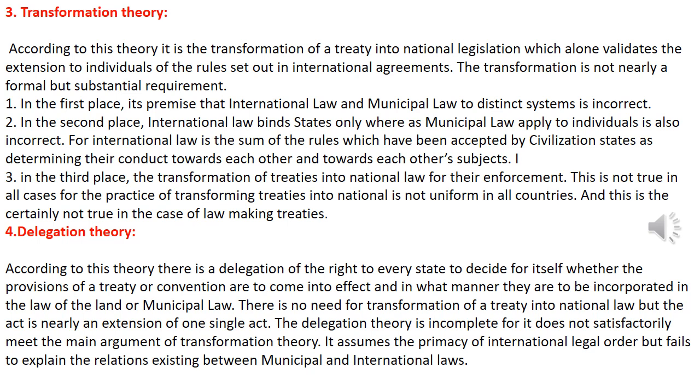The delegation theory is incomplete, for it does not satisfactorily meet the main argument of transformation theory, and it also assumes that the international legal order fails to explain the relations existing between the municipal and the international laws.